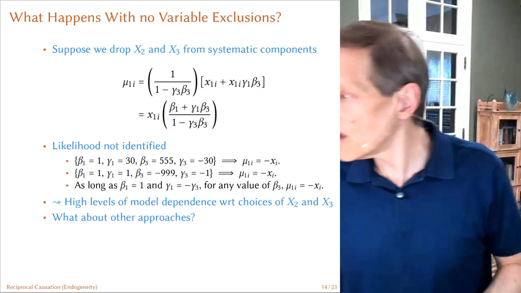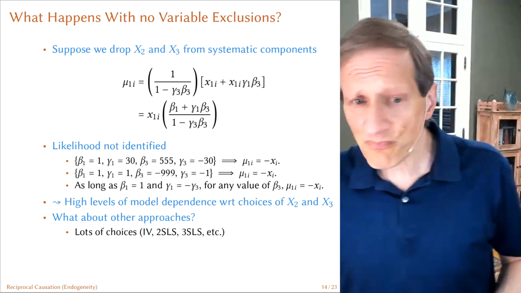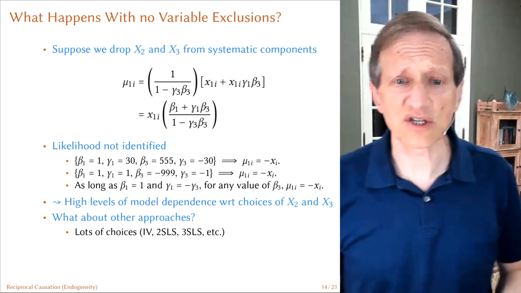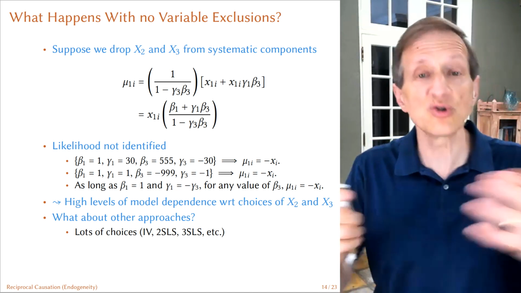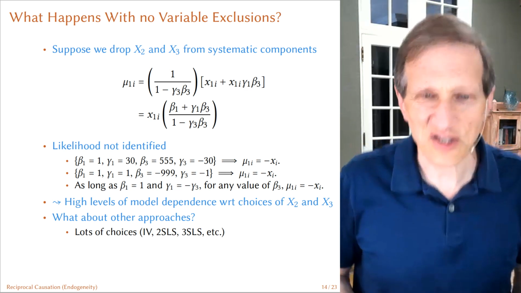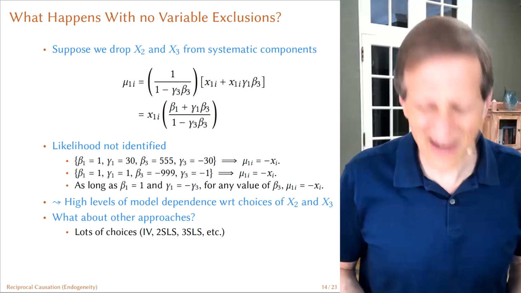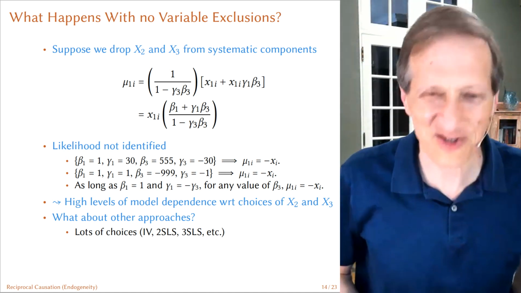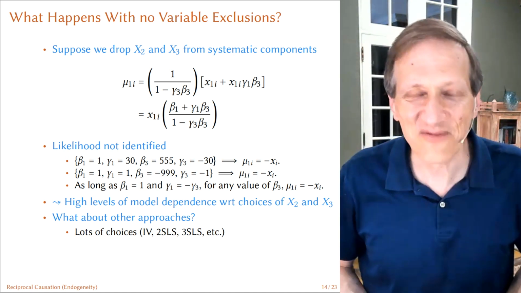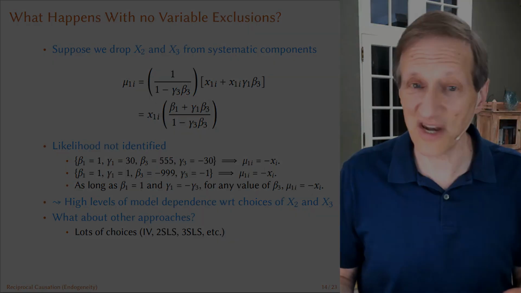Okay, so what about other approaches? You may have heard of other approaches. And there are lots of choices. There's instrumental variables, there's two-stage least squares. I remember explaining to somebody, a senior member of the profession, what two-stage least squares was years ago, and he said to me, yeah, and I suppose there's a three-stage least squares too. Yeah, actually there is. There's a whole bunch of these methods that attempt to deal with endogeneity, that attempt to deal with y causing x.